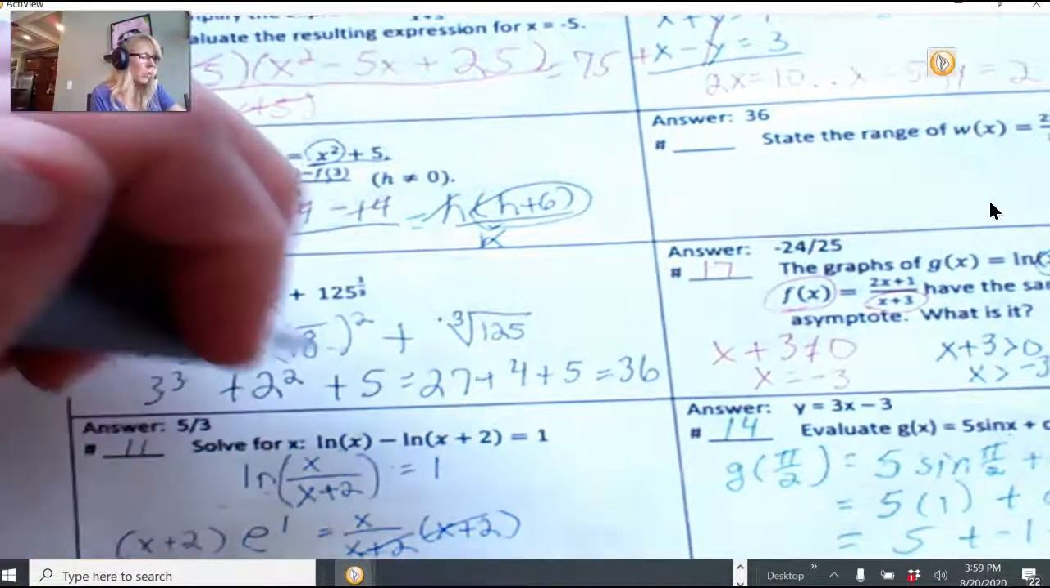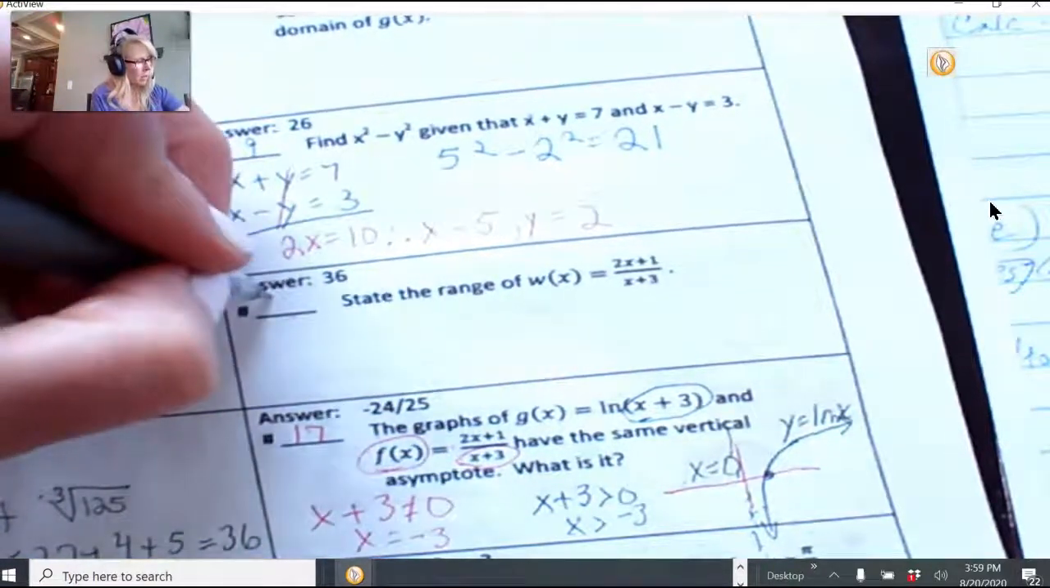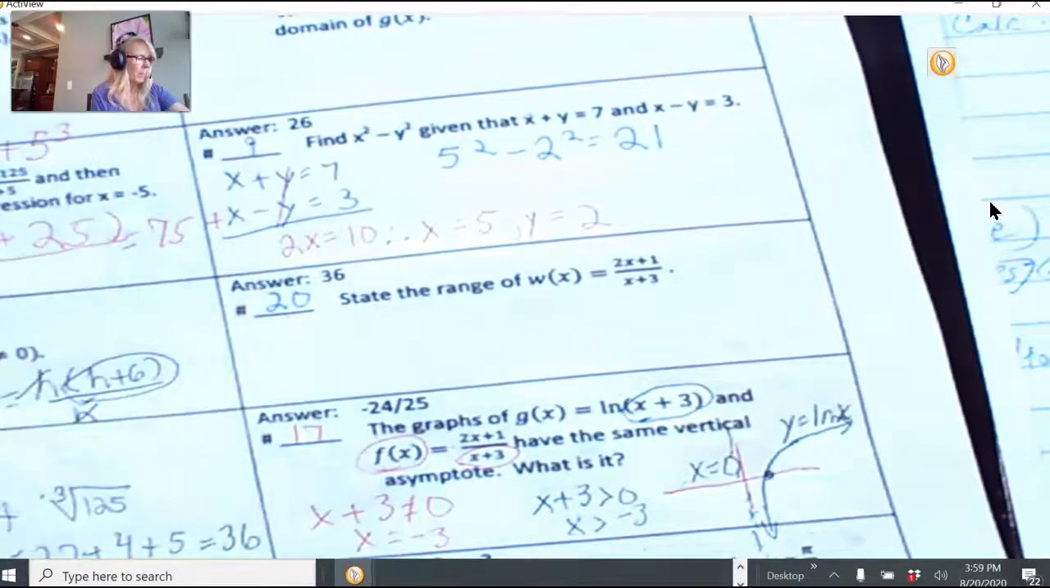36 is right there. So 36 right here. So this will be number 20. I'm going to do a different color so it doesn't get all mixed together. All right. So this is 20.